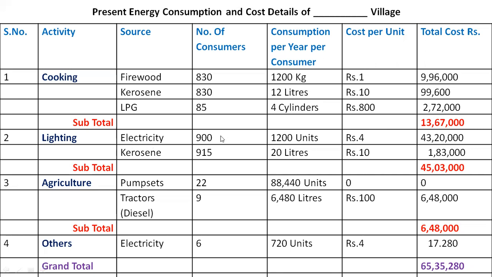So lighting, again, electricity: 900 households are consuming 1200 each. At 4 rupees, it will cost 43 lakhs. Kerosene, 915 households, 20 liters at 10 rupees per liter, 1,83,000. Subtotal is 45 lakhs for electricity. Similarly, for agricultural pump sets, although they are using 88,000 units, it is almost free, given by the government. Then tractors: 9 households have tractors, and so much diesel they are consuming, at 100 rupees, 6,48,000. So the grand total is 65.3 lakhs, which is the energy cost of the village.